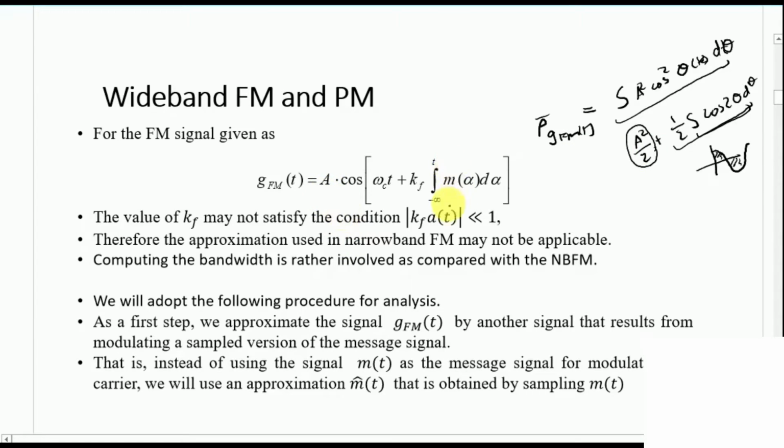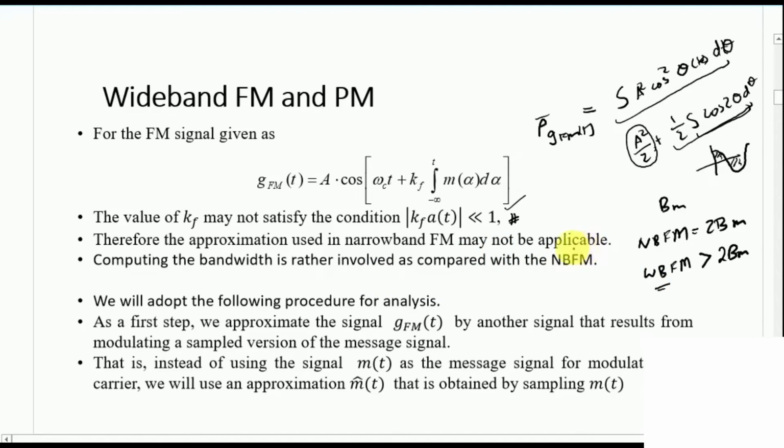So the question is, what if this condition is not met? If this condition is not met, then the bandwidth of FM would be greater than the bandwidth of AM, or it would be greater than 2 BM, if the bandwidth of the message signal is simply BM. For narrowband FM, the bandwidth is approximately equal to 2 BM. But if this condition is not met, then we have wideband FM, which is definitely greater than 2 BM, and at times it's much greater. So we will deliberate on this point further on.